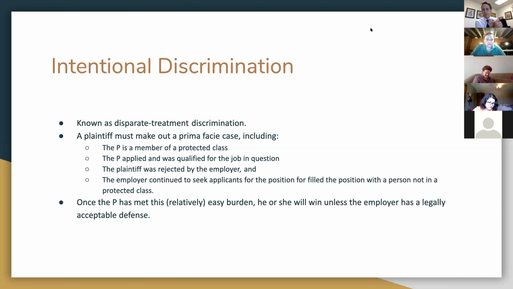The plaintiff is a member of a protected class, meaning you were not hired because of a protected class, your race, national origin, color. Right? So we'll throw that in there. Or perhaps if you're a male and they only hire females, sex would be included. The plaintiff applied for and was qualified for the job. You were rejected, meaning you didn't get the job, and the employer continued to seek applicants or hired somebody else not in a protected class. In this case, let's say it's a white individual.